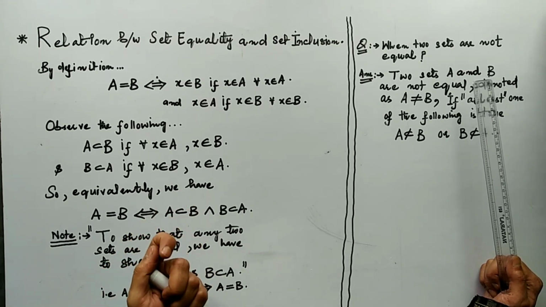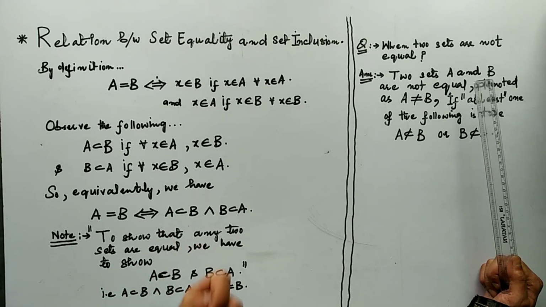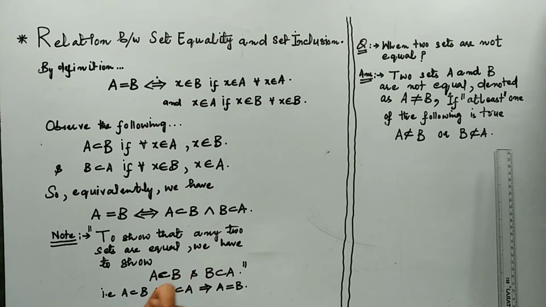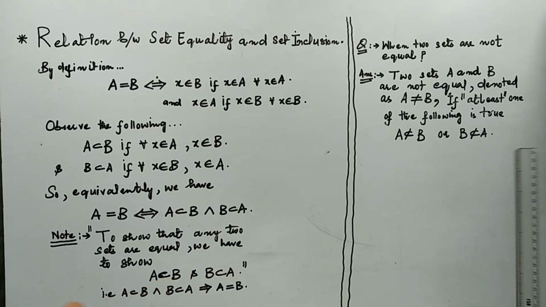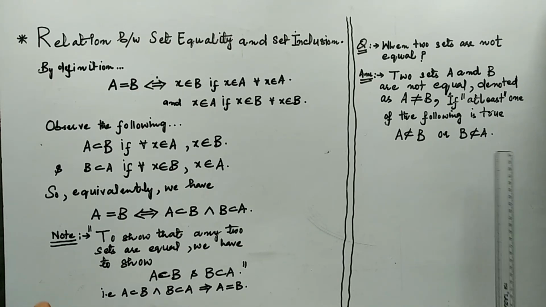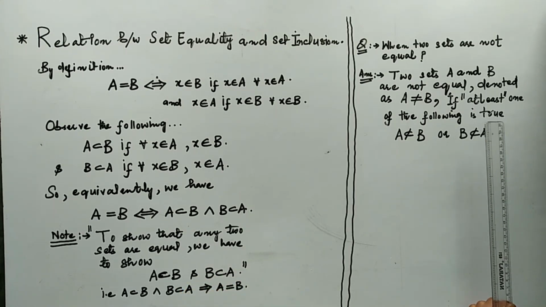So to show that two sets are not equal, you just have to show that at least A is not subset of B or B is not subset of A. It is also possible that A is not subset of B and B is also not subset of A. In that case also A is not equal to B. So what is the minimum requirement to show that two sets are not equal?